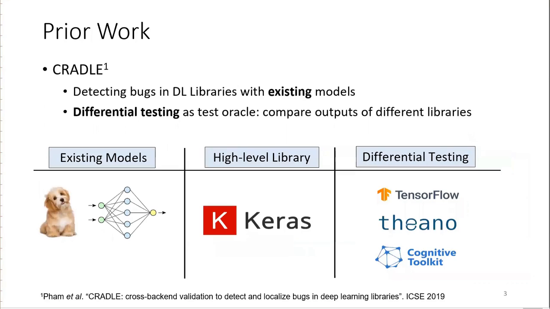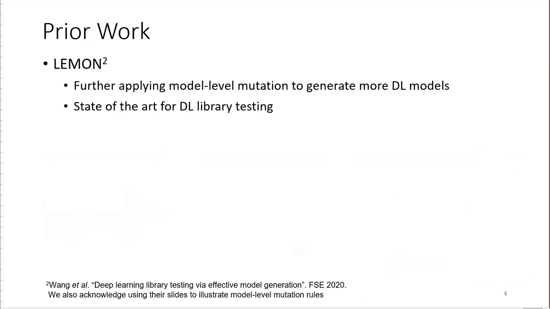In this work, we focus on detecting bugs in DL libraries. Prior work called Cradle is proposed to use differential testing as the test oracle. Basically, Cradle takes existing models, runs the models on Keras, which supports different backends, and compares the results between different low-level libraries to find inconsistencies. A more recent work called Lemon proposes the idea of applying model-level mutation rules to generate more DL models to test the libraries.